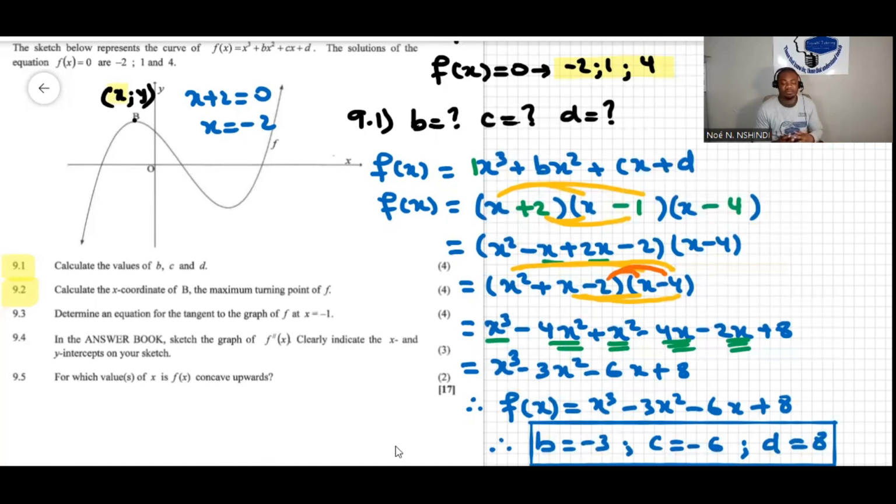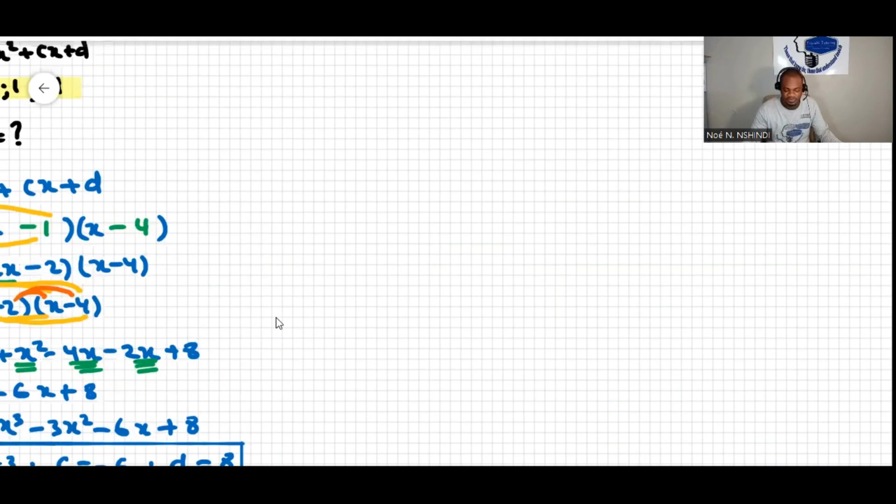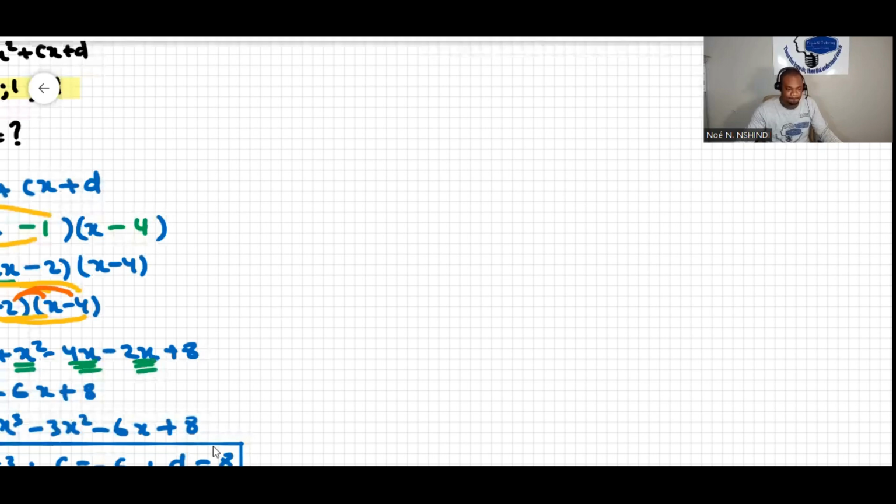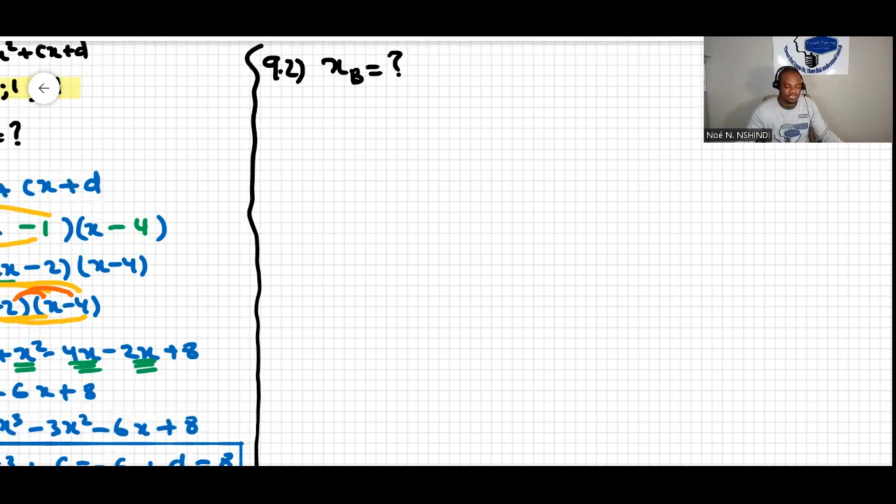Now you do know that the maximum of a function occurs when the first derivative of the function is equal to 0. So I can move my board over this, like there. Okay, so question 9.2: over here we're looking for the x coordinate of the point B. So now we say that it is when the first derivative is equal to 0. Now we're going to differentiate this function.